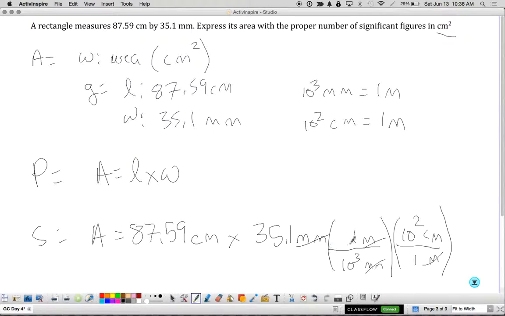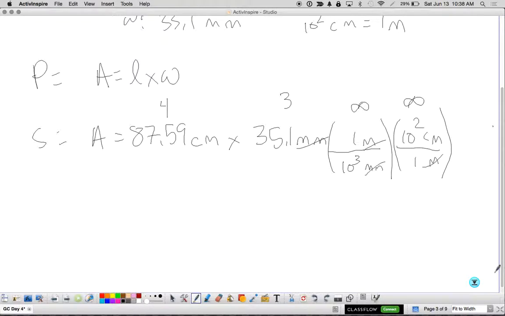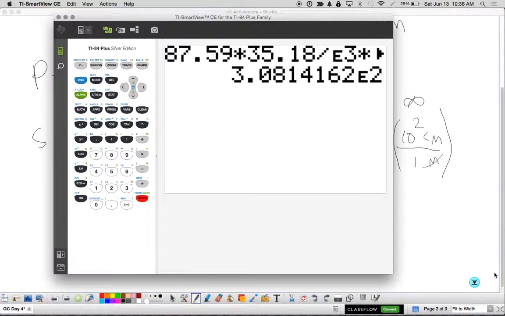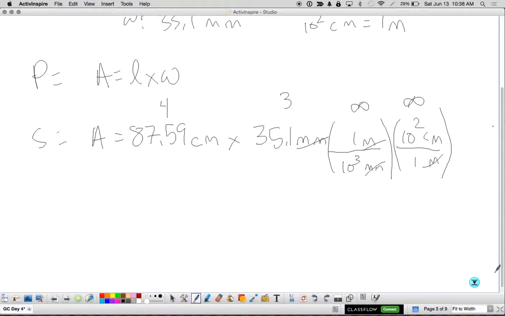So I need to go back and I need to figure out how many significant figures I have. Well, this number has 4, this number has 3, and these are definitions, so they're infinite. So I need to use the least number of significant figures, which means I'm going to use 3 significant figures. So that's going to be 3.08 times 10 to the second centimeters squared. Okay, now I can check my order of magnitude.